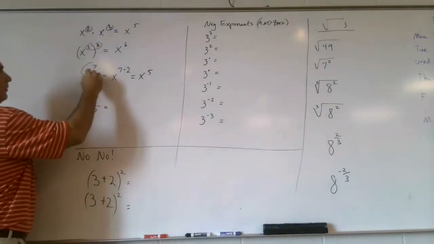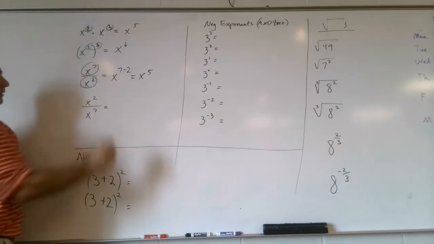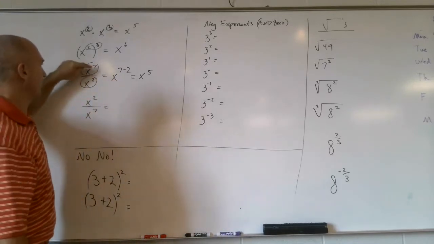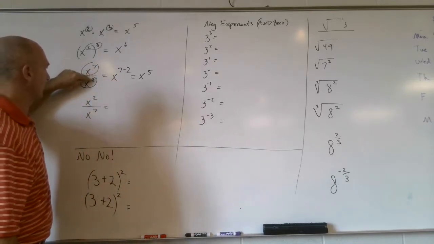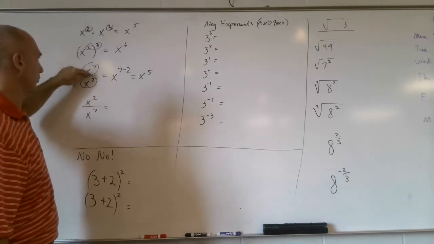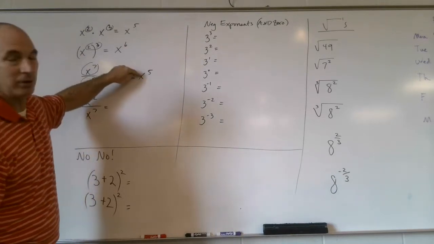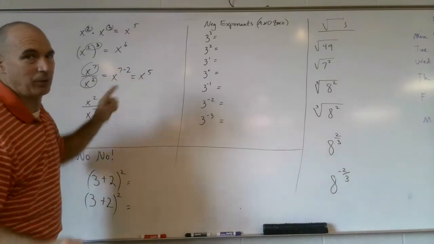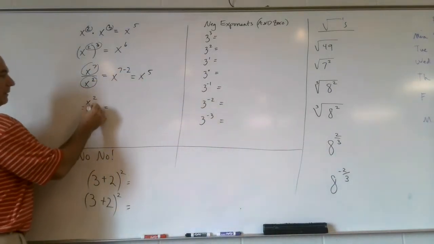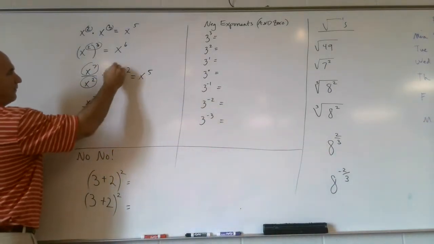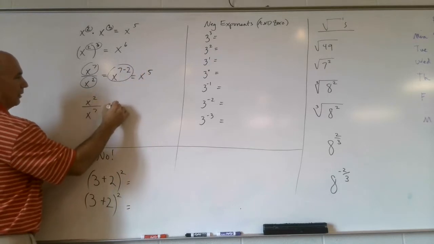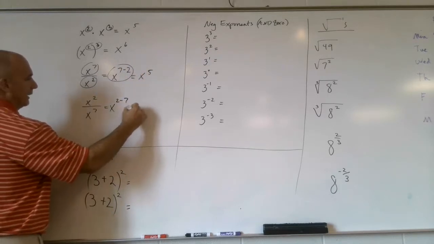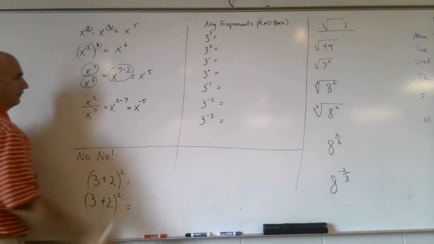Think of this as upstairs and think of this as downstairs, and ask yourself the question, if this represents temperature and that represents temperature, where is it warmer, upstairs or downstairs? You would say upstairs. By how many degrees? 5. Now watch this. How about this one? Well, if I followed this rule, I would go x to the 2 minus 7, and then I would get x to the minus 5.